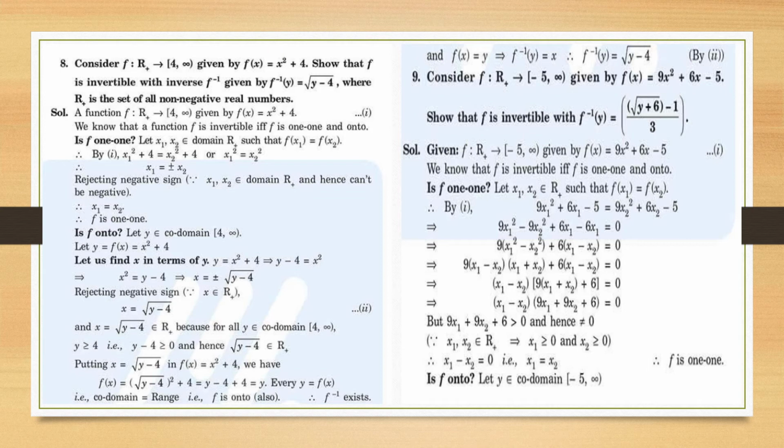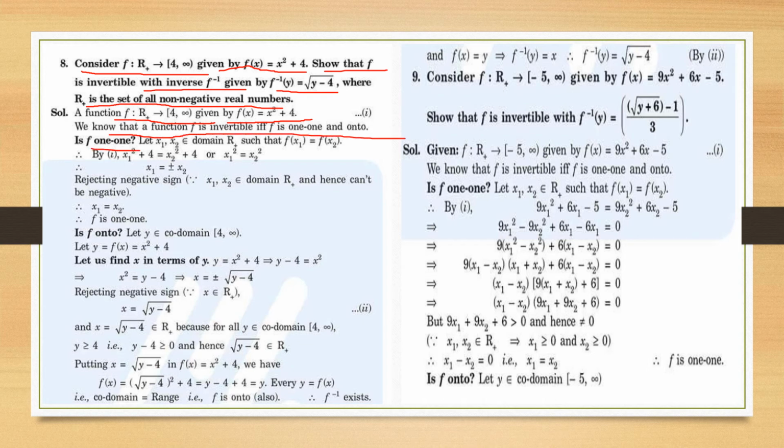Number 8: consider f is a function mapping from R positive to the semi-closed interval 4 to infinity given by fx equal to x square plus 4. Show that f is invertible, and f inverse is given by f inverse y equal to root of y minus 4, where R plus is the set of all non-negative real numbers. So let us start. This is the given function. It will be invertible if it is 1-1 and onto.